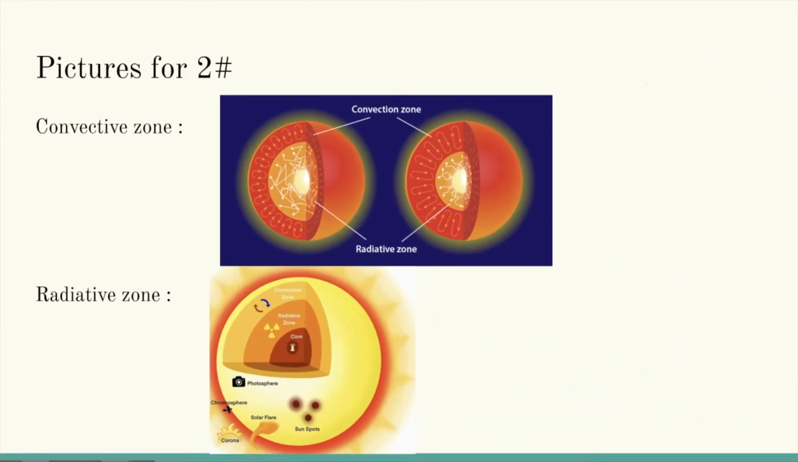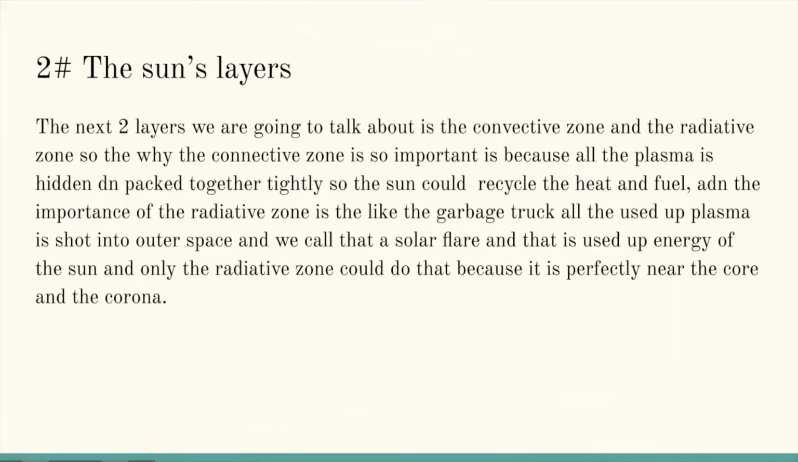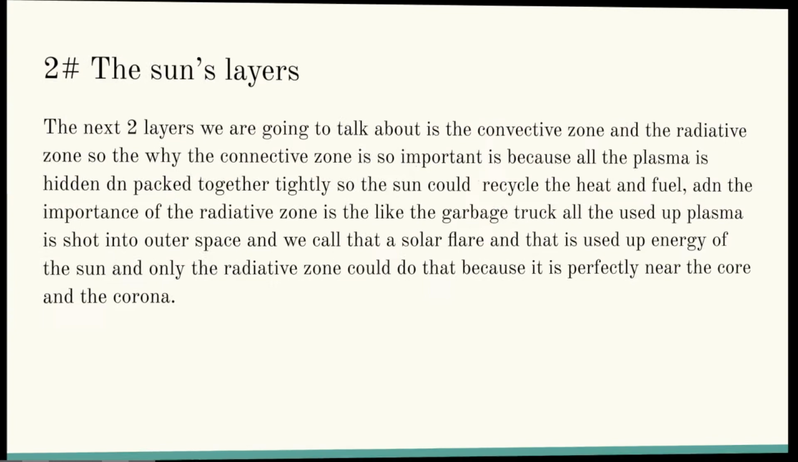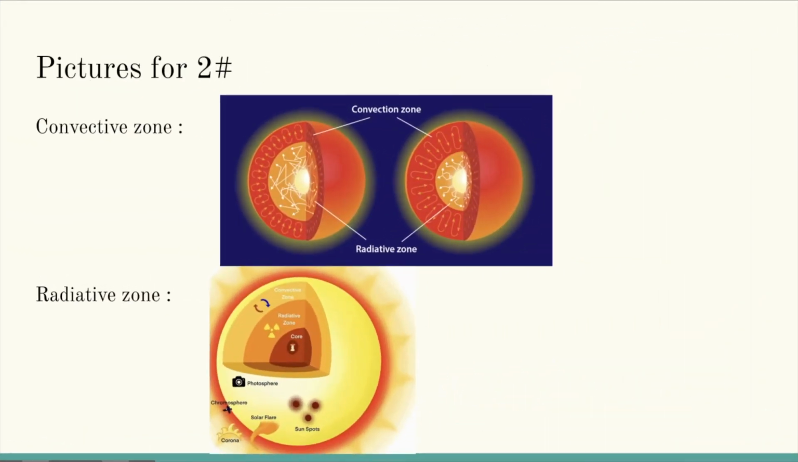So now I'm going to explain to you. I didn't really say it that fast, but I'll explain. Like we said, the 2 next layers were the convective zone. And why the convective zone is important is because all the plasma is hidden and packed together tightly. So let's look back at this picture. Do you see the convective zone here? Right here is where all the plasma is running around.